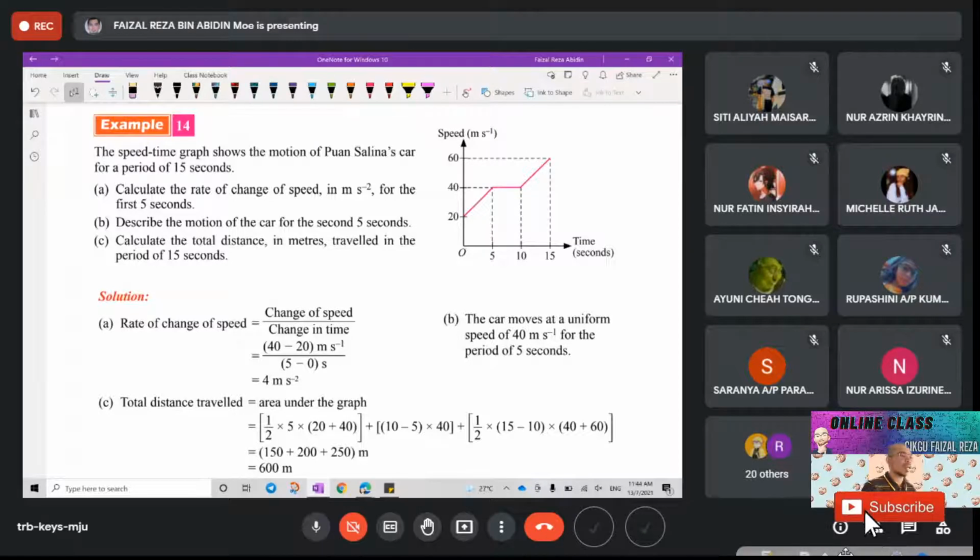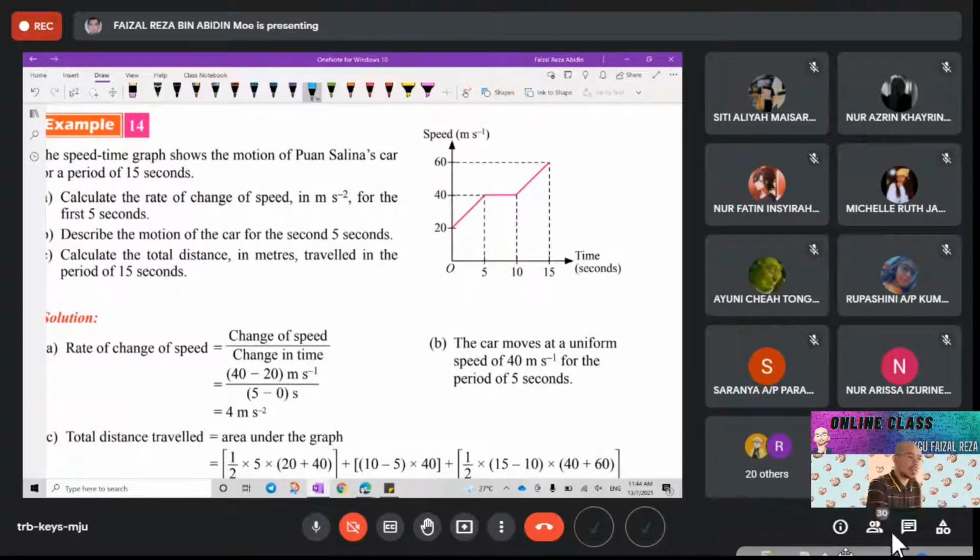First 5 seconds, so you are going to look here. First 5 seconds means around here. So change of speed means the initial and final over here. So 40 minus 20 divided by 5 second, which is 5 minus 0. Change of speed is final speed minus initial speed, and final time is 5 minus initial time is 0. That's why you are going to get 40 minus 20 divided by 5. You are going to get 4 meter per second, negative 2 there.